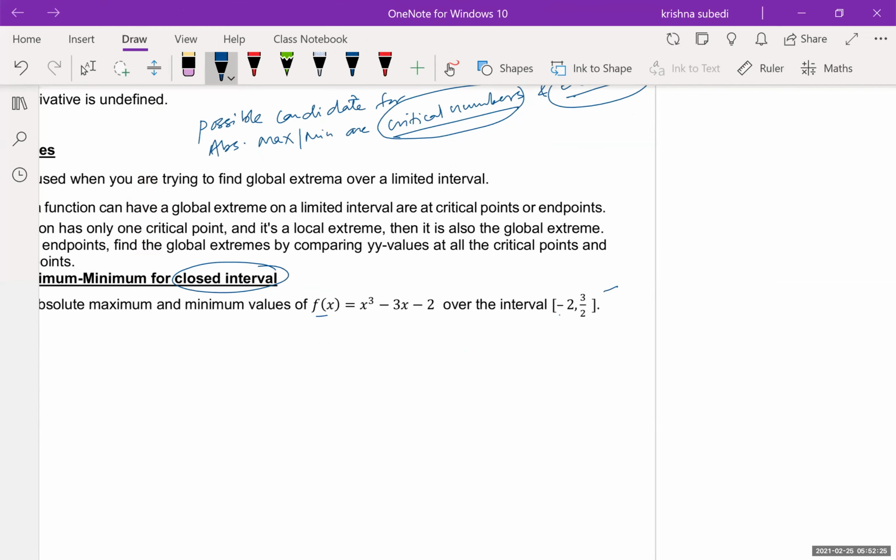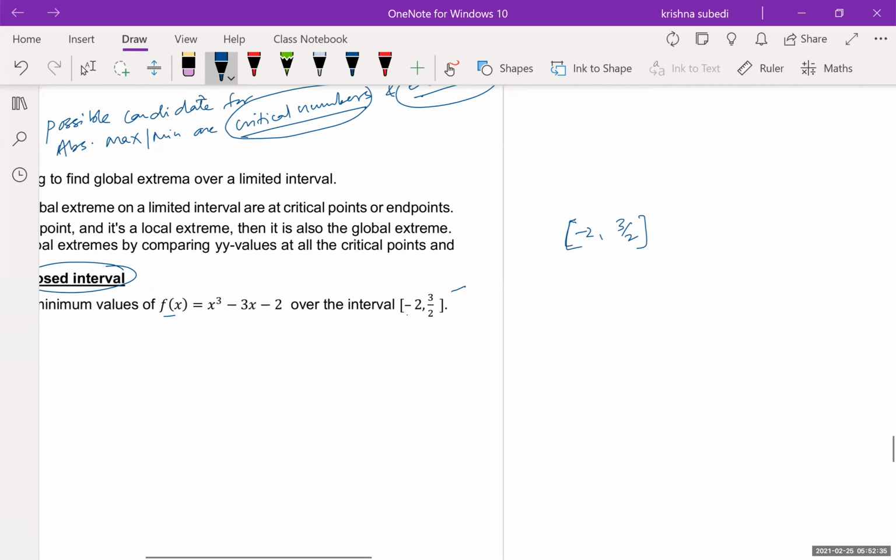Quick reminder: suppose I write, let's say, [-2, 3/2]. This is a closed interval. What it means is, if I have a number line here and there is -2 and here is 3/2, both of these points are included. So this is the graph for that. Both of the endpoints are included.